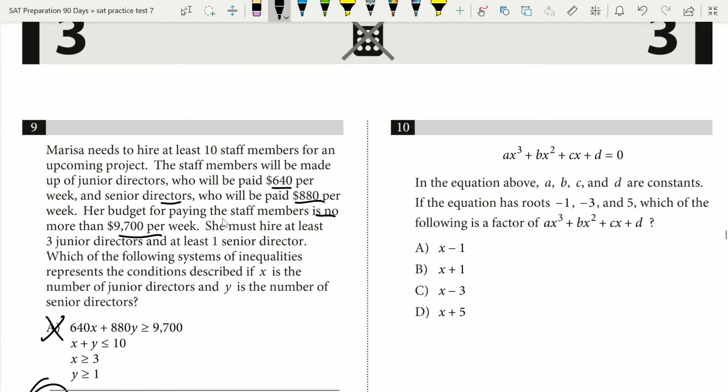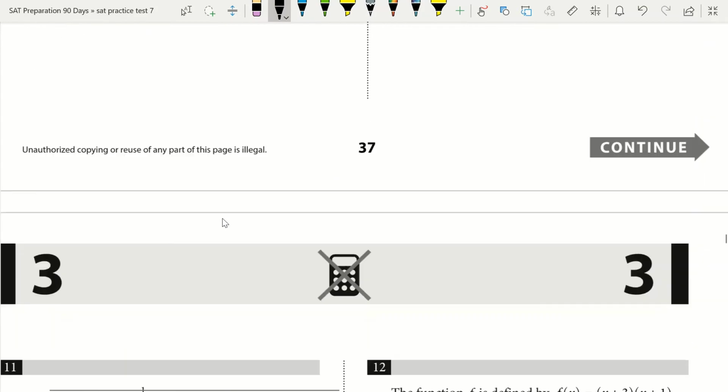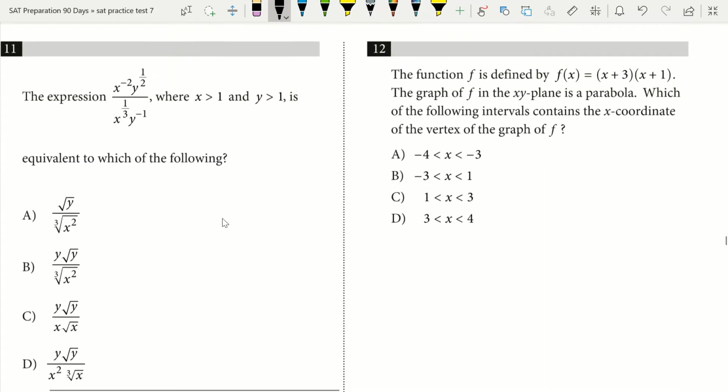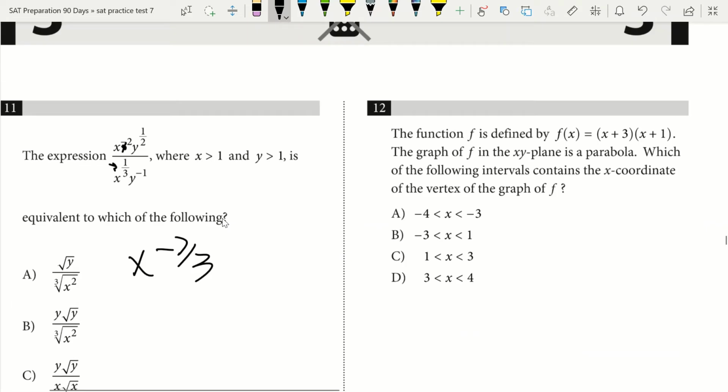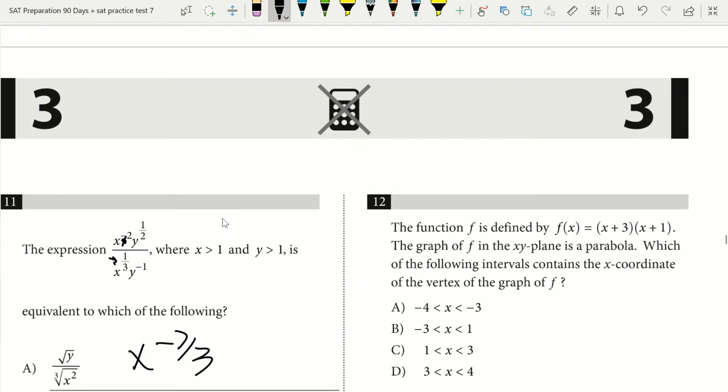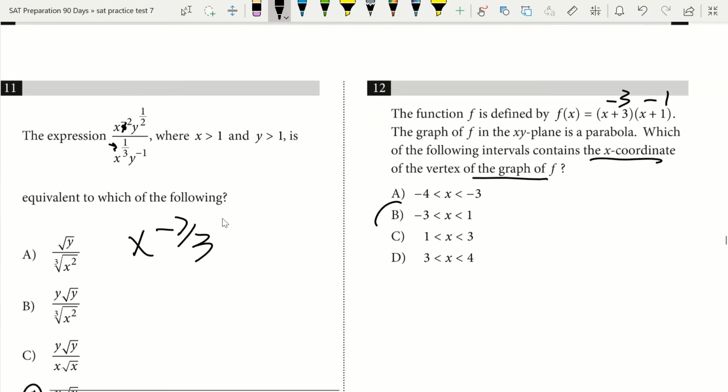Number 10, I've got an equation here. I've got roots. What's a factor of it? Well, since negative 1 is a root, x plus 1 is a factor. Okay, number 11. I've got an x to the negative 2, and then I've got to subtract this 1/3 here. That's going to give me x to the negative 7 over 3, which is the same as having x squared in my denominator with that third root of x. So my answer is D. Now I've got question 12, a function. I've got to ask for the x coordinate of the vertex. I see that I'm going to have a negative 3 there and a negative 1 there for my roots, so my vertex is going to be at the midpoint, which is negative 2, which is answer choice B.